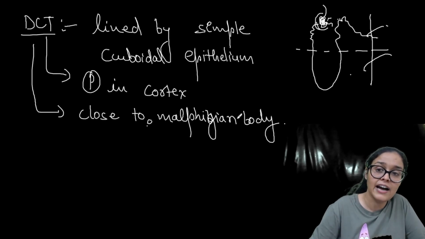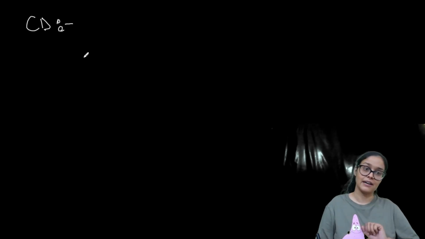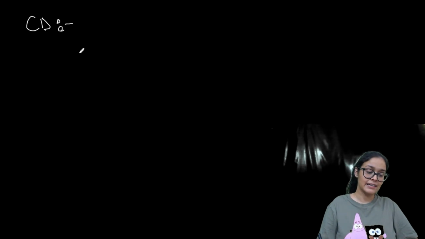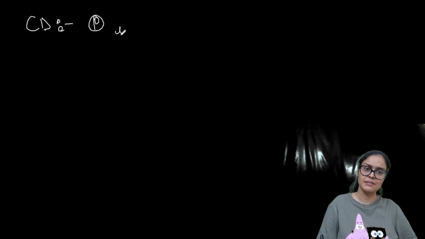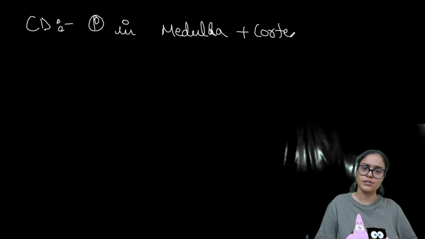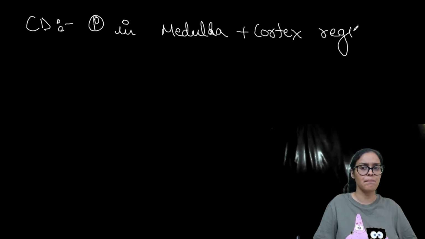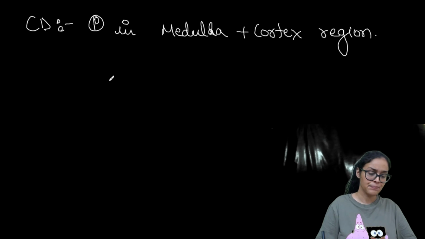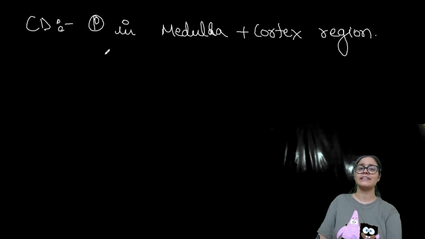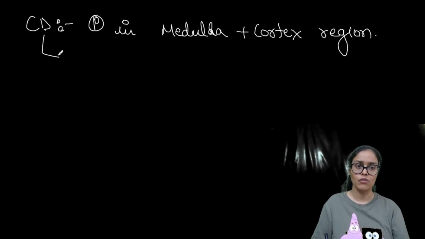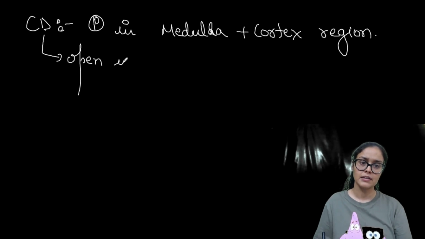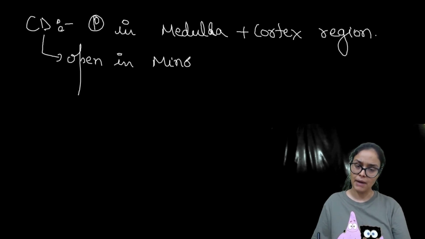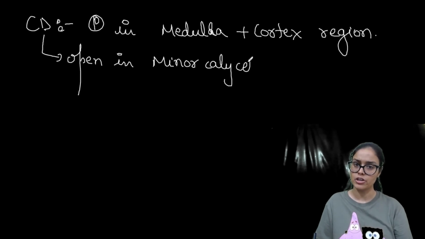And finally, the last part that you have to know is the collecting duct. When we talk about the collecting duct, I have told you it is present in the medulla as well as in the cortex region, right? Some part is in the medulla, some part in the cortex region, as simple as that. And obviously we know that the collecting duct opens into the minor calyx. Minor calyx will open into the major calyxes.